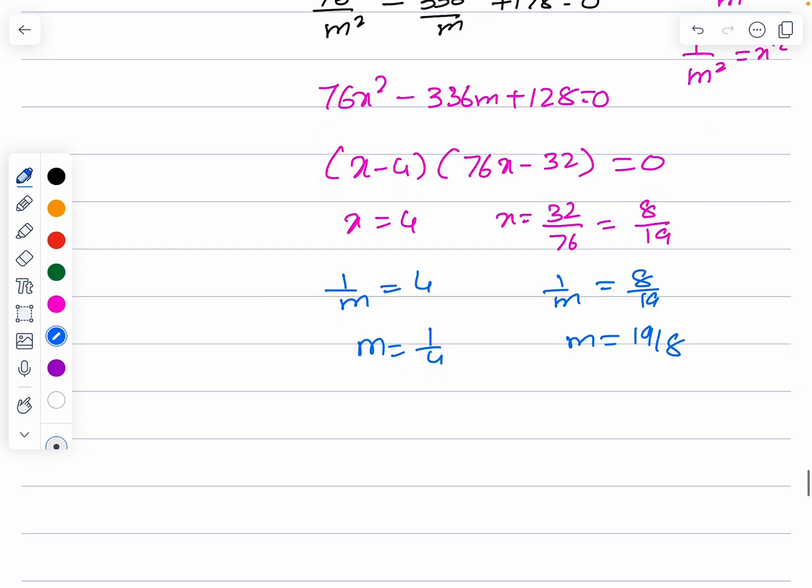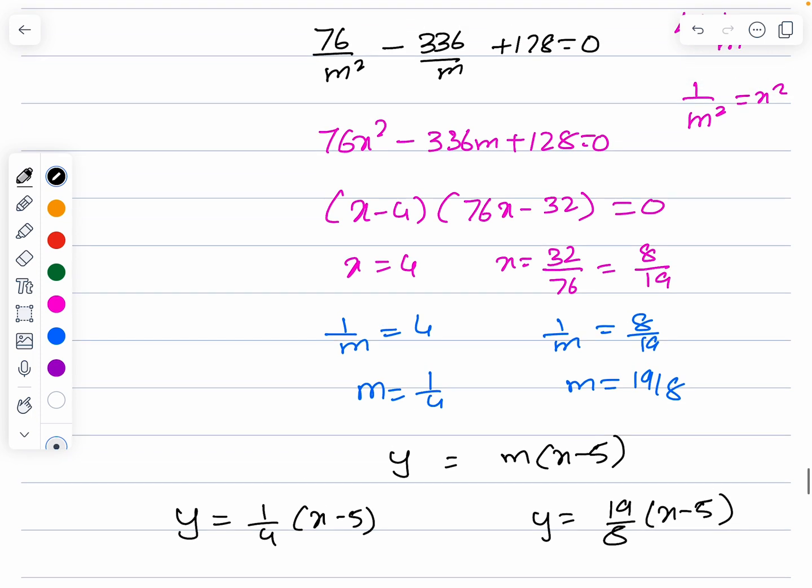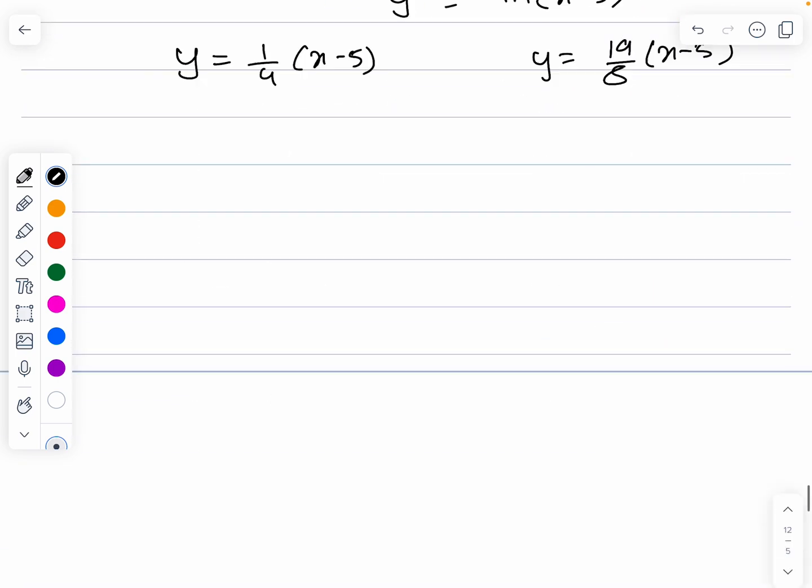So what was the equation earlier we learned? We learned y minus y1 equals to m times x minus x1. So first equation is y equals to 1 upon 4 times x minus 5. And another equation is y equals to 19 upon 8 times x minus 5. This is going to be the two equations of the tangent. I know this question is very difficult. So pause it, do 2 times or 3 times and check the answer carefully.